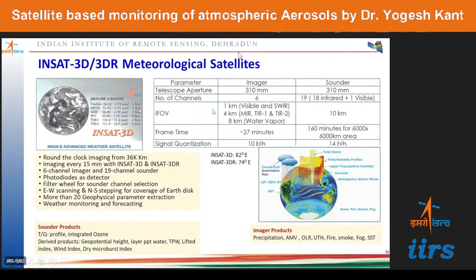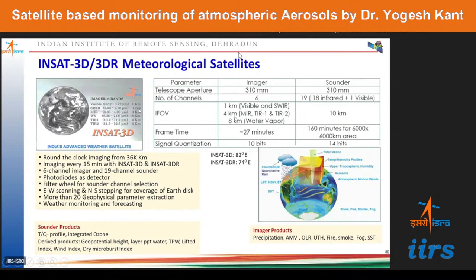These are the details of the INSAT 3D satellite, and this has a 6-band imager. So 1 kilometer in the visible and shortwave infrared, 4 kilometers in middle infrared and thermal infrared, and 8 kilometers in water vapor. So not only is it used for aerosol, because the lecture is on aerosol, that's why this is one of the products, but there are different products.